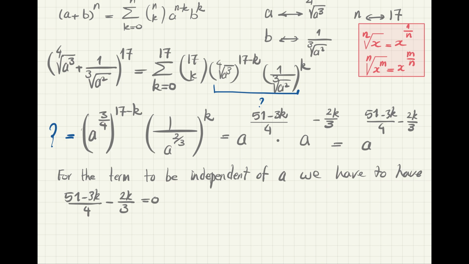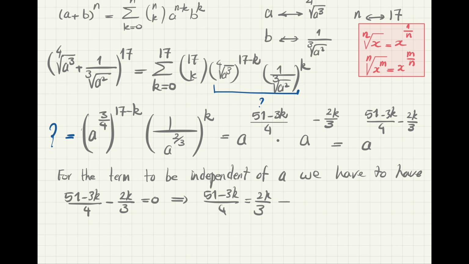If there are no answers in this equation, it means that it is not possible to make it a independent at all. If there are some answers, those are independent terms, depending on how many values you can find for k, but it is clear that in this equation might be I will get only one. Yes, how should I do that? I move this to the right. So this implies that 51 minus 3k over 4 is equal to 2k over 3.